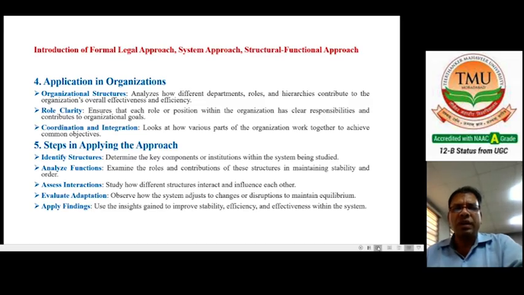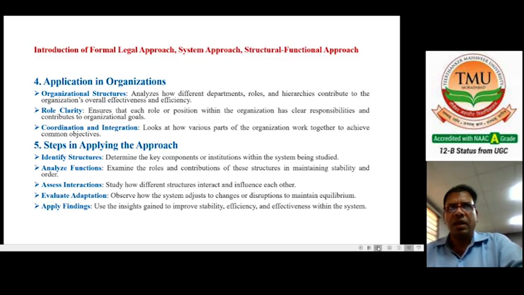Now come to the structural functional approach, that is, applications in organizations. Organizational structures: analyzing how different departments, roles, and hierarchy contribute to the organization's overall effectiveness and efficiency. Role clarity: ensure that each role or position within the organization has clear responsibility and contributes to the organization's goal. Coordination and integration: look at how various parts of the organization work together to achieve common objectives.